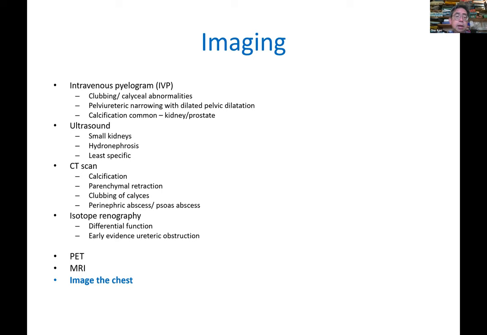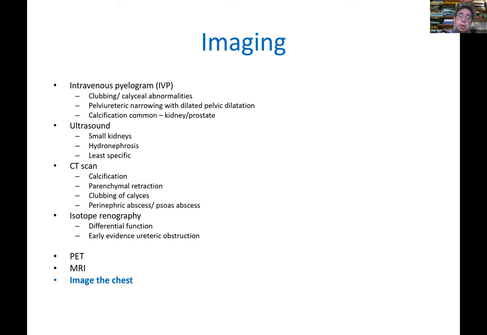CT scan does give you calcification as well as involvement of the parenchyma being more visible, but obviously will also demonstrate clubbing of calyces. The added advantage is if you see a psoas abscess nearby, then you can be fairly sure this is TB related. Then isotope renography, just to look at early ureteric obstruction and give you a sense more of function of the kidneys. It may be useful in making a decision about whether you should resect a kidney when it is largely non-functioning. PET scan, we certainly use in a developed country setting, high cost and high radiation.